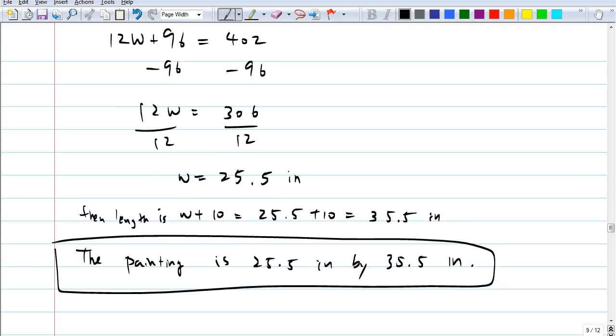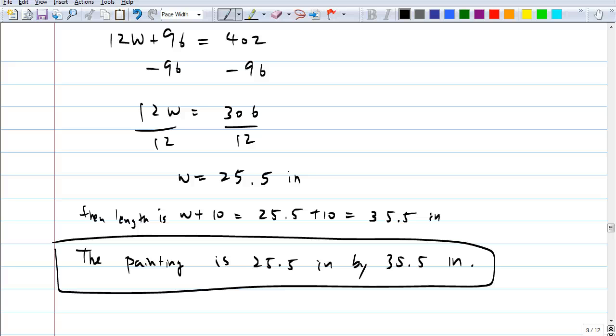How many people wrote down the dimensions? They asked for the dimensions, right? So can you just give me the length or just the width? They want the dimensions. They mean the length and the width. So it's 25.5 inches by 35.5 inches. Okay.